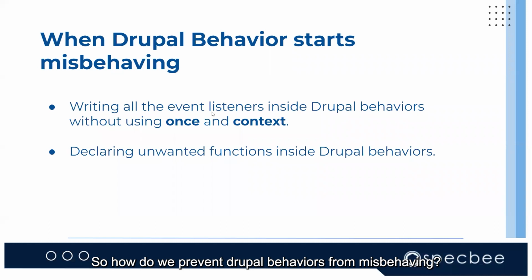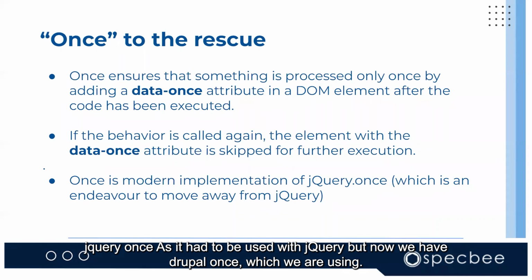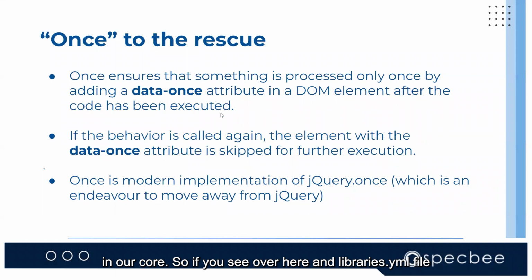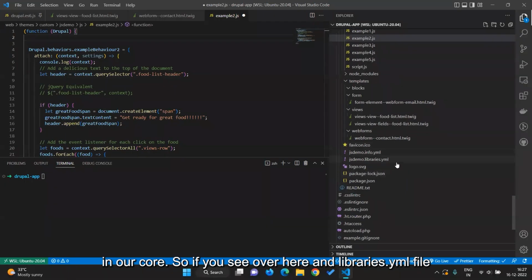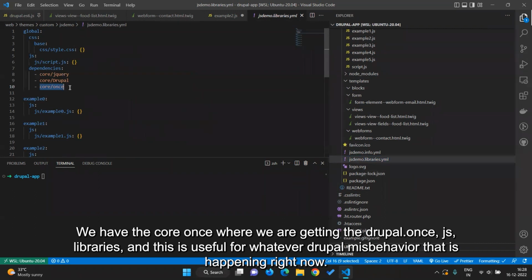So how do we prevent Drupal behaviors from misbehaving? We have once to the rescue. So what is once? Once is a JS library, which was initially called jQuery once, as it had to be used with jQuery, but now we have Drupal once, which we are using in our code. If you see in our libraries.yaml file, we have this core once where we are getting the Drupal.once JS library. This is useful for whatever Drupal misbehavior is happening right now.